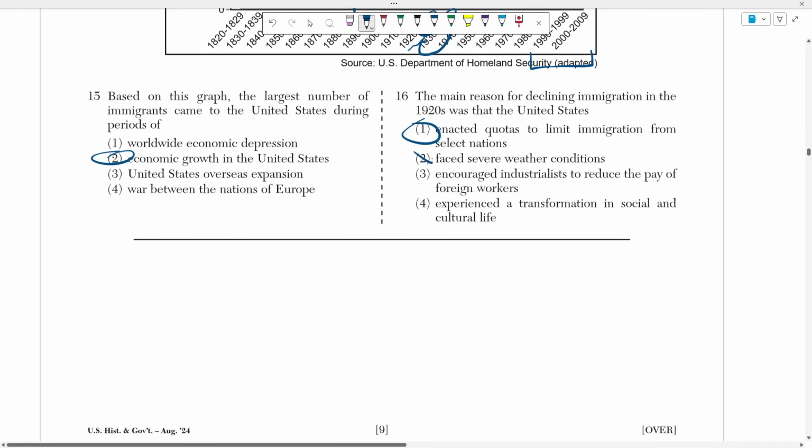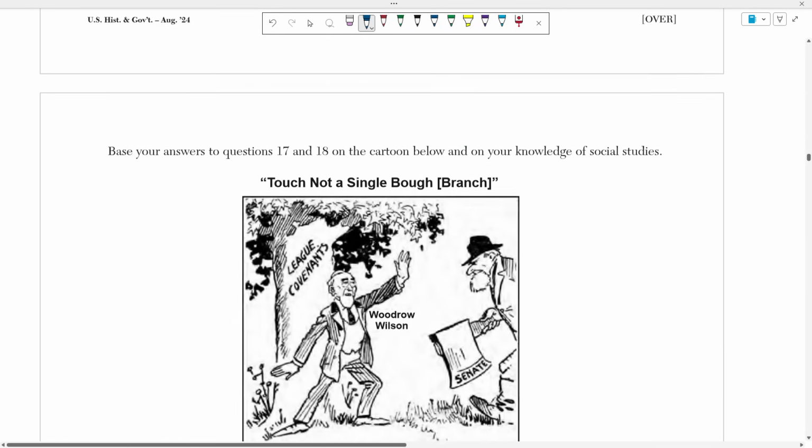Weather conditions had nothing to do with this. And again, if you're reducing the pay, foreign workers would have still come. Same thing as choice 4.